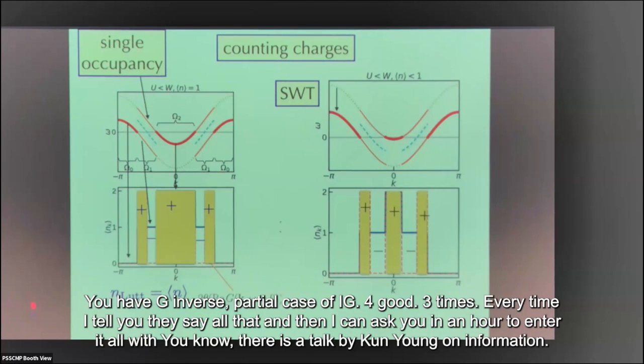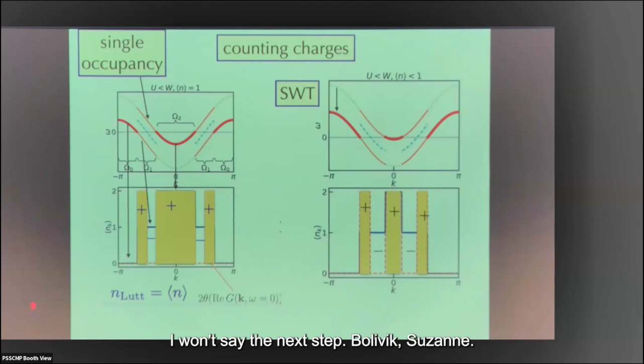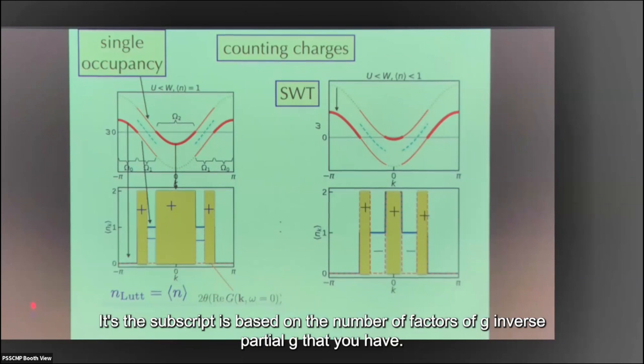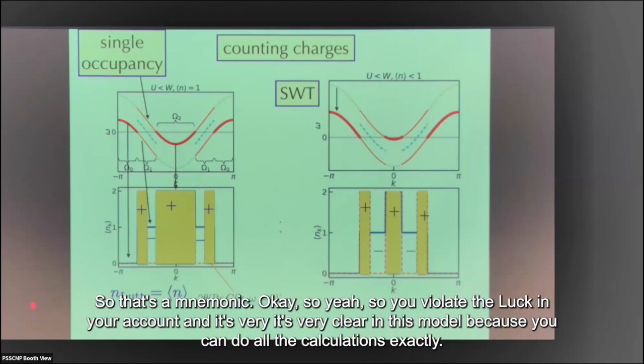you know, there was a talk by Kunyang on information. I won't say the next thing. There's certain lack of information, but who calls it N3? Volovic, Suchen Zhang, Gurari. The subscript is based on the number of factors of g inverse partial g that you have. So that's a mnemonic.